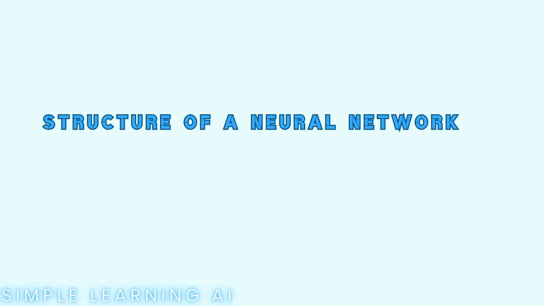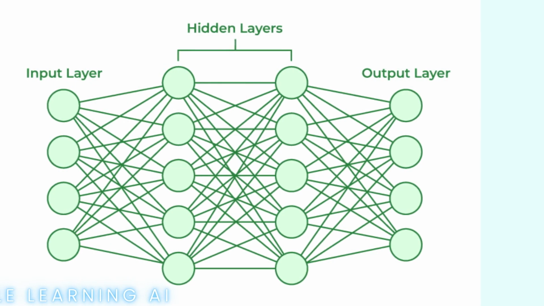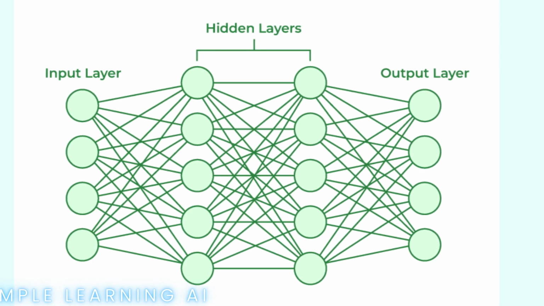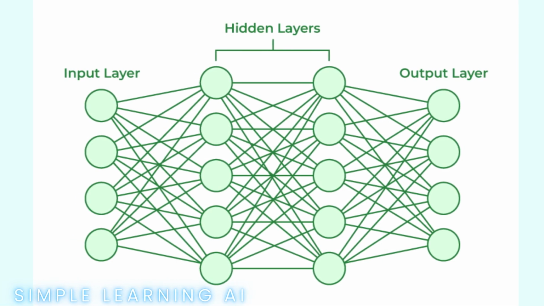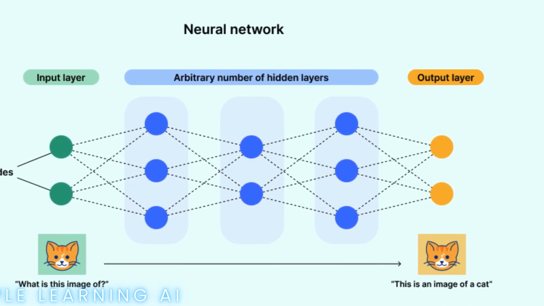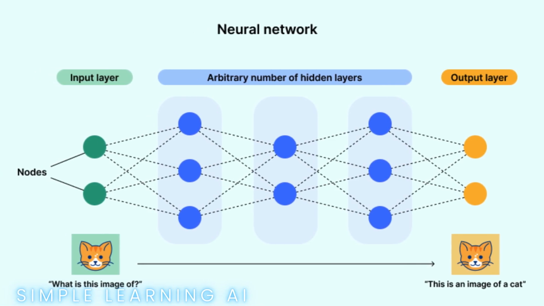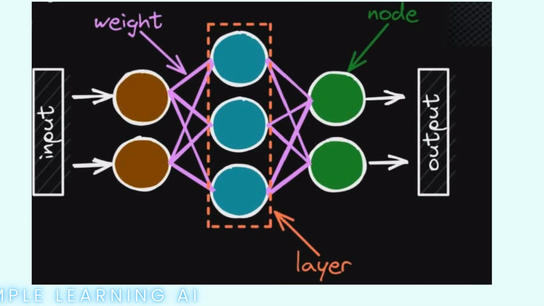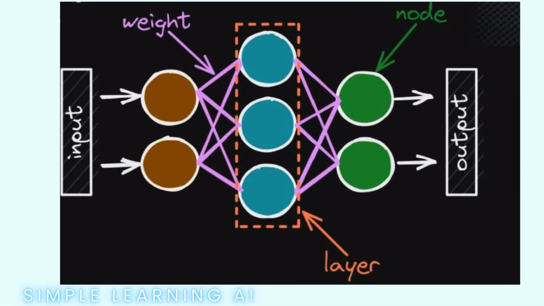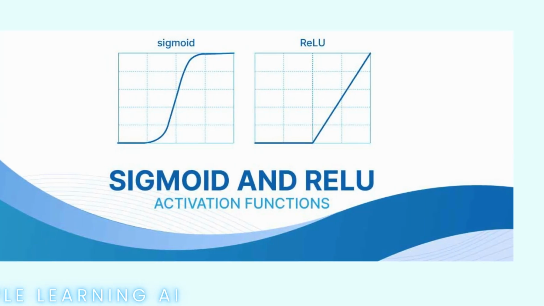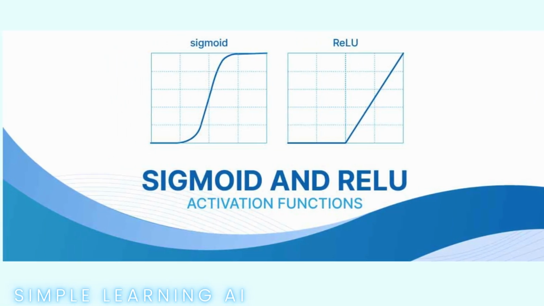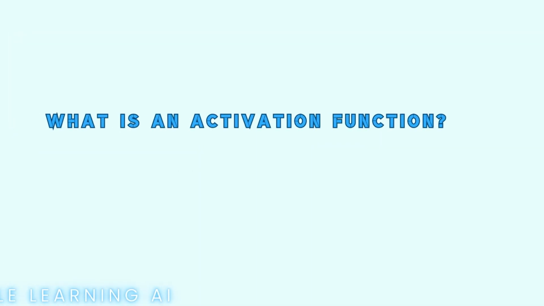Structure of a neural network. Input layer takes in data, like pixel values or numbers. Hidden layers, the thinking part, where magic happens. The network adjusts weights to learn patterns. Output layer gives the final answer, like, yes, it's a cat, or, this customer might leave. Each neuron multiplies inputs with weights, adds bias, then applies an activation function, like ReLU or sigmoid, to decide what to pass on. What is an activation function?